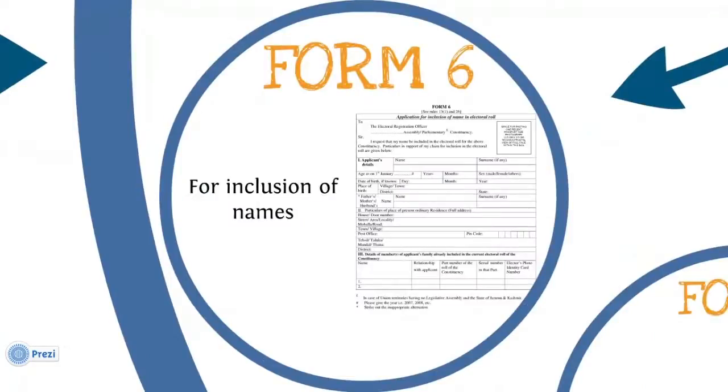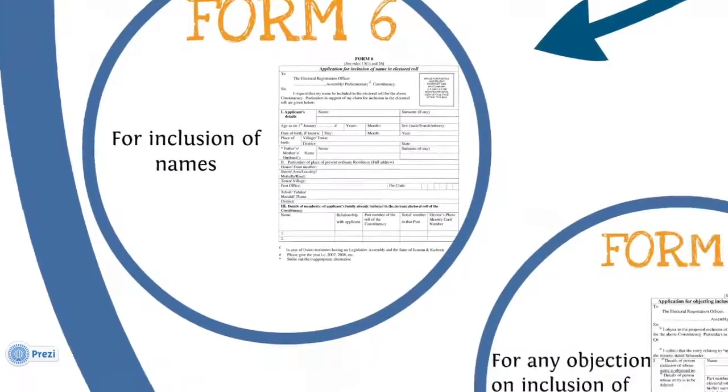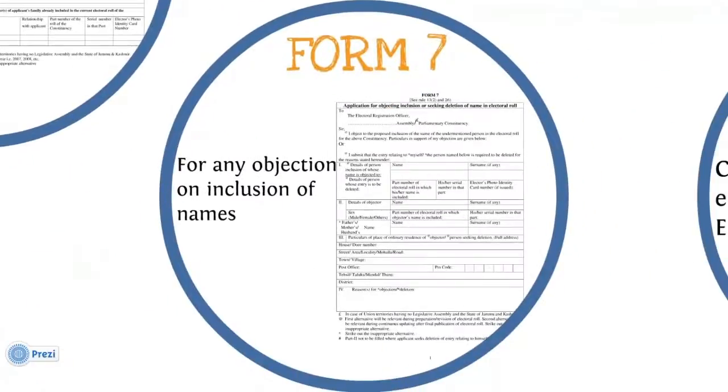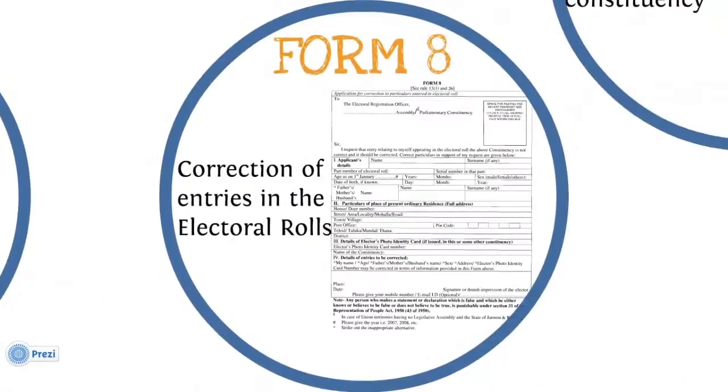The first step in manual registration is filling out the forms. Form 6 is for registering new people for voting. Form 7 is for permanent deletion. People who already are registered to voting and want to permanently delete their name from the voting list need to fill this form. Form 8 is for any changes in the document. People who are already registered to voting, who have their voting card and want to get some errors rectified in their voting card will fill this form.